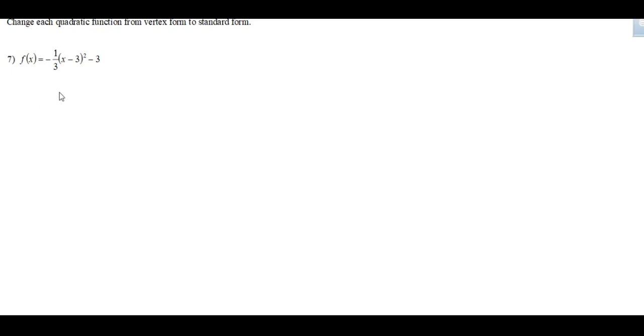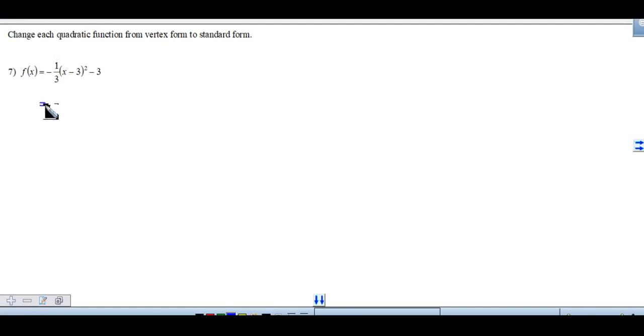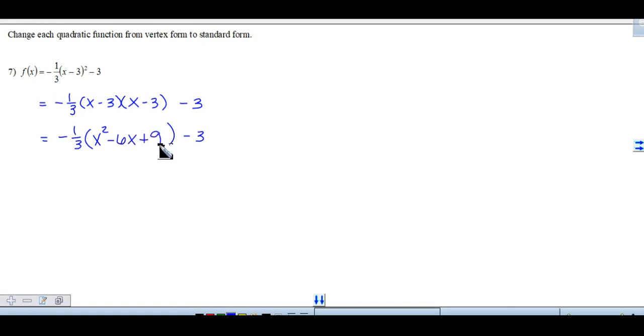In this final example, we have a fraction at the front. The process will be very similar to the last example. We'll start by writing down our parentheses 2 times. When we multiply these two parentheses together, we will keep the parentheses around the answer because we have this negative 1/3 in front. When I multiply these, I get x squared minus 3x and minus 3x combines to give me negative 6x plus 9.